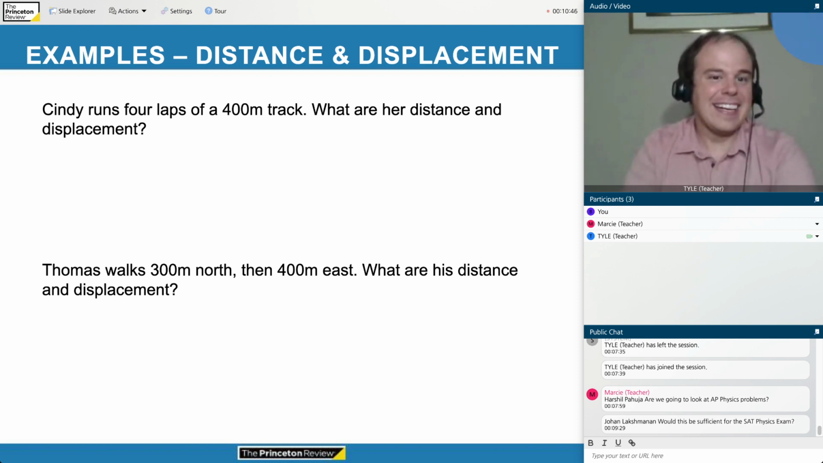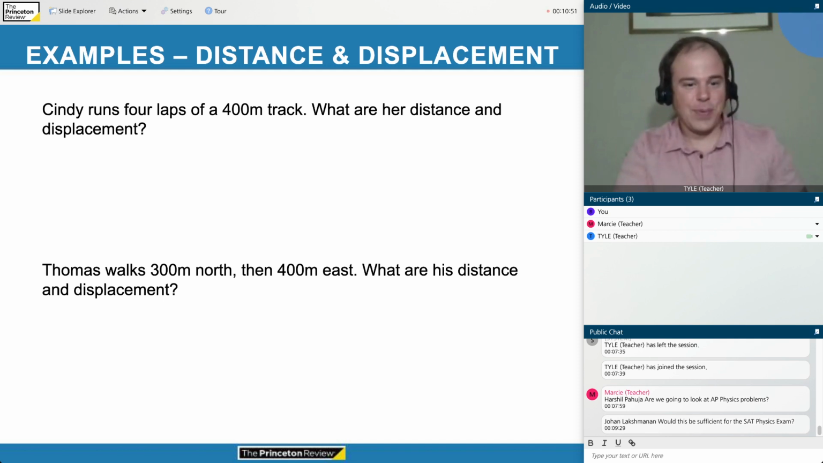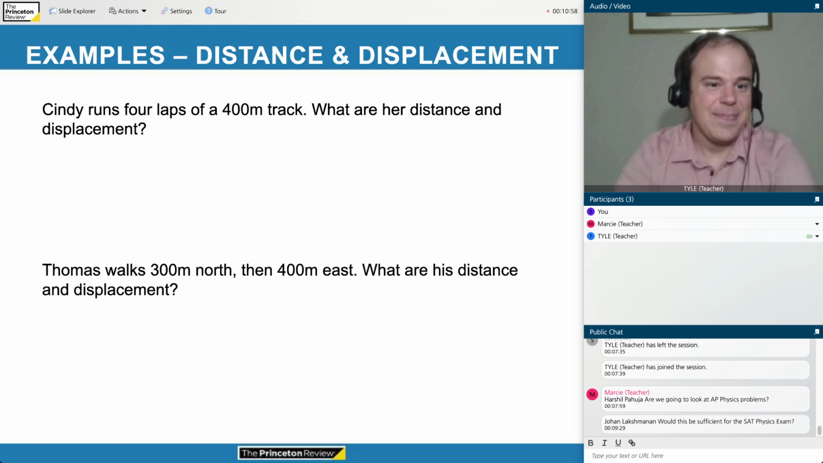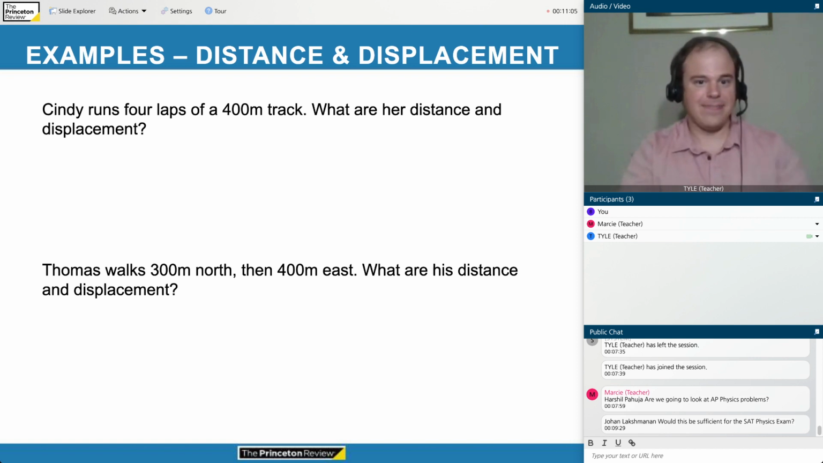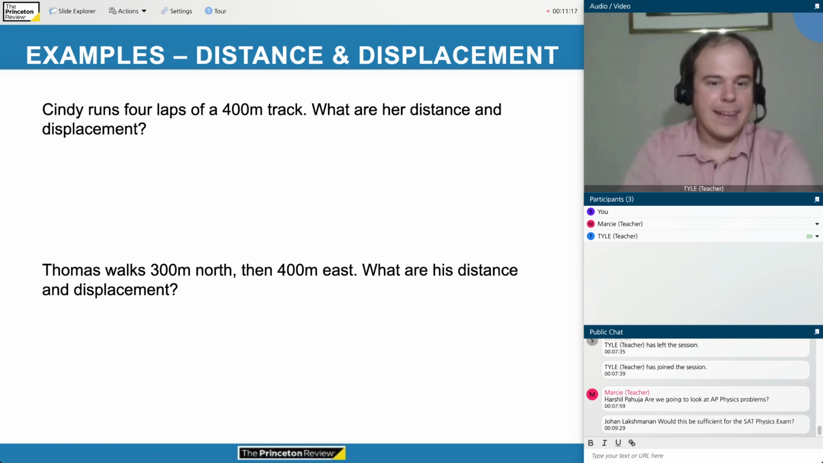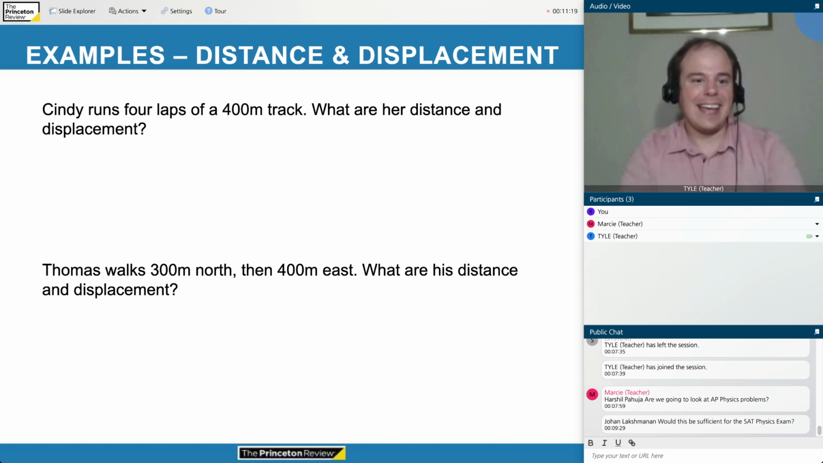All right, so let's see two examples of distance and displacement. I'll let you guys take a minute to work them out, and then we'll cover them together. So pull out a pencil and paper if you haven't already. Cindy runs 4 laps of a 400-meter track. What are her distance and displacement? Okay, and the second question, Thomas walks 300 meters north, then 400 meters east. What are Thomas's distance and displacement? Okay, work those out a bit on your own, and then we will cover them together.